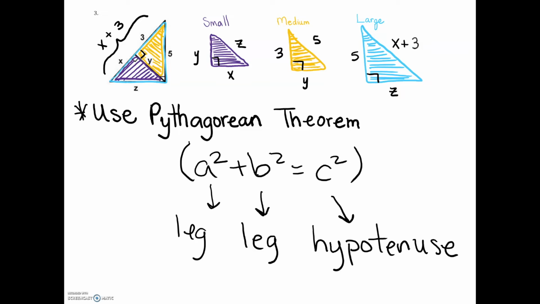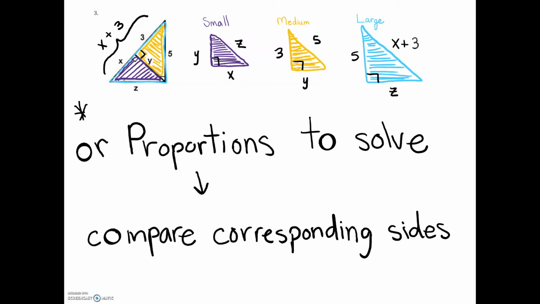Now when solving for x, y, or z, we can either use the Pythagorean theorem, which is a squared plus b squared equals c squared, with a and b being the legs and c being the hypotenuse, or we can use proportions to solve. With proportions, we compare the corresponding sides, and then we use cross multiplying to solve.